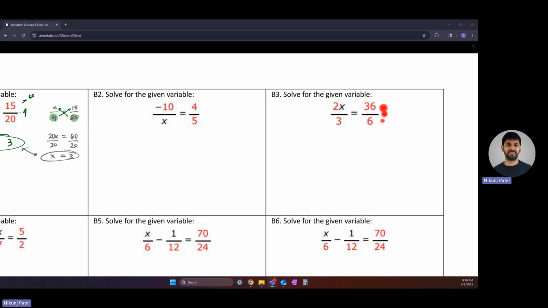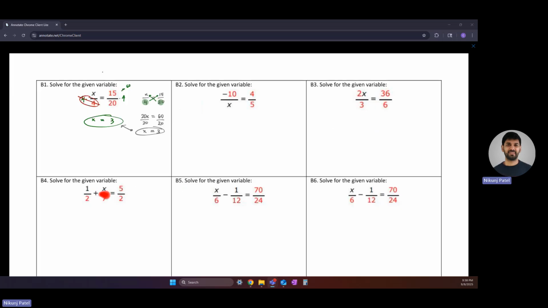B3, same thing. You can cross multiply. But on problems down here where you have multiple fractions in different spots, you can't necessarily cross multiply because there's pluses and minuses in there.